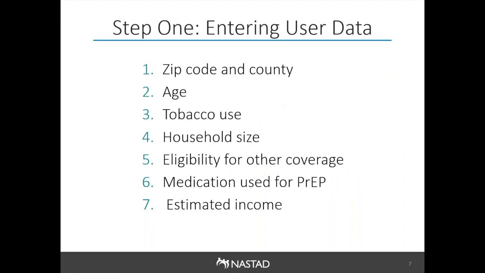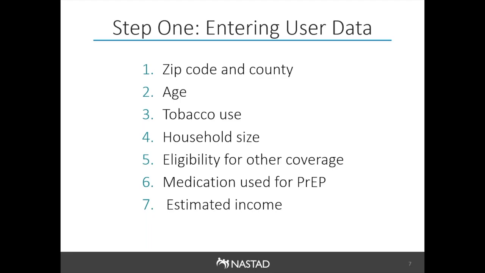Thanks, Edwin. So now I'm going to talk a little bit about how we use the site. So using PrEPcost.org is easy. It's basically a four-step process. First, you provide basic information about the client, such as zip code, age, income, and other things that are listed here.